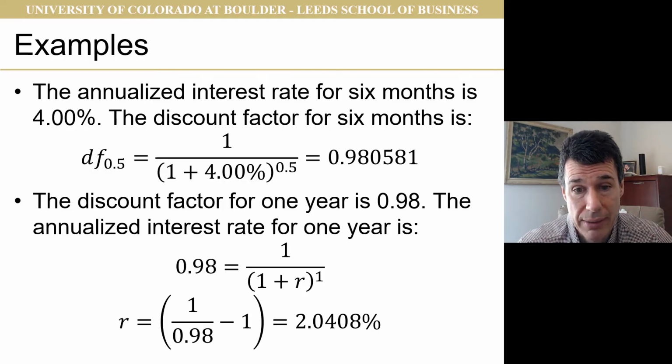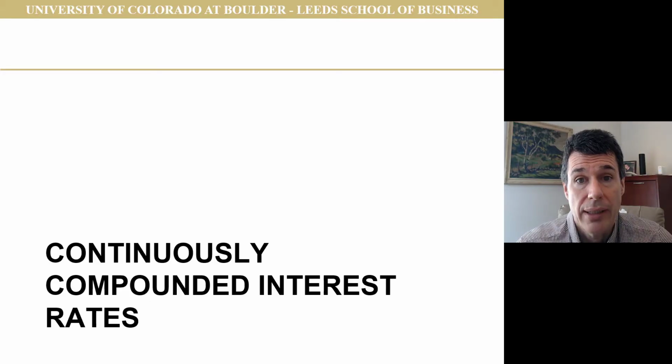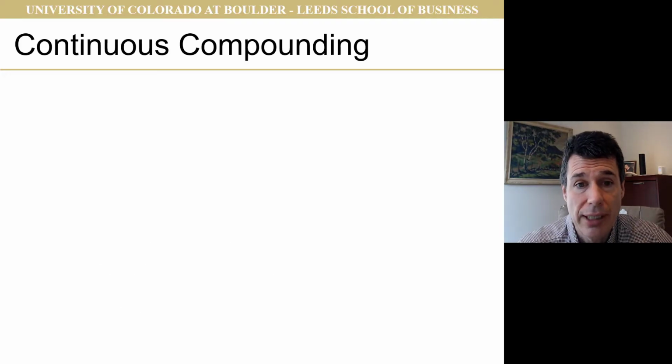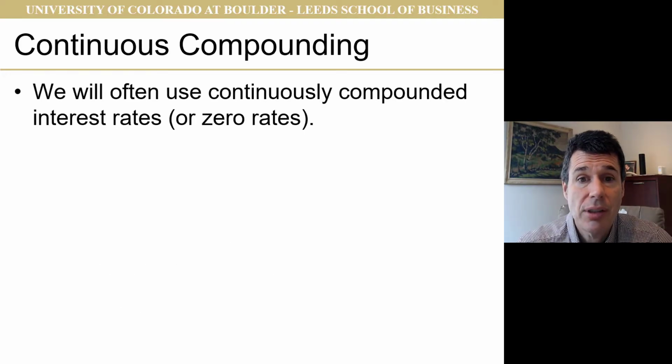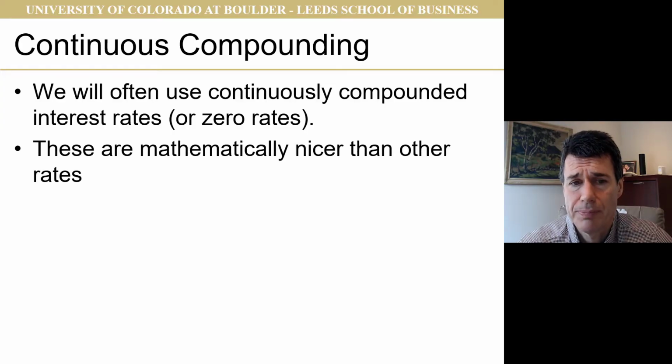2.0408 to be exact. Okay, next we're going to talk about continuously compounded interest rates. And again, I'm assuming you've seen these before, but I just want to remind you. So we'll often use continuously compounded interest rates, and sometimes we'll call those zero rates. So these are mathematically nicer than other kinds of rates.